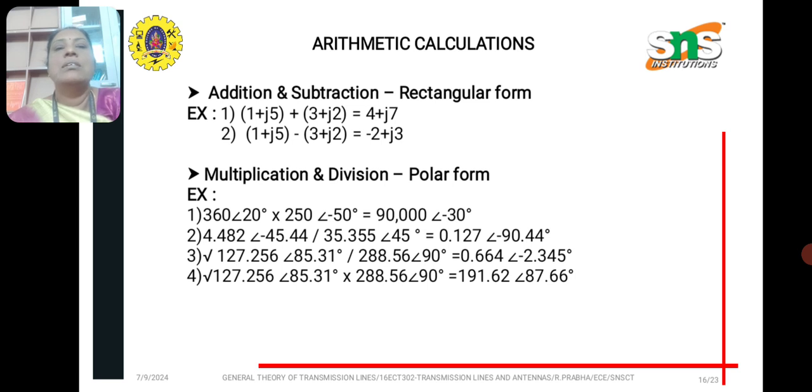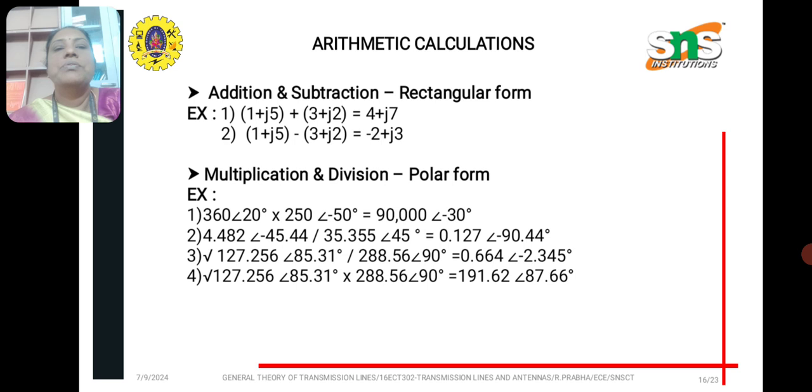And also addition and subtraction. So by adding two complex quantities, the real parts are added directly and the imaginary parts are added directly. And for multiplication and division of two polar coordinates, the magnitudes are multiplied directly, and during multiplication the angle is directly added, it is not multiplied, the angle must be added.